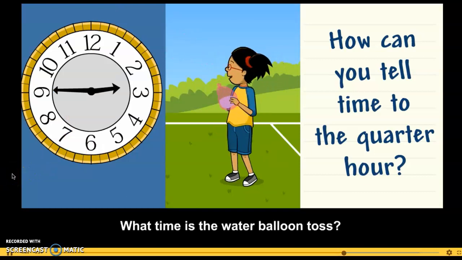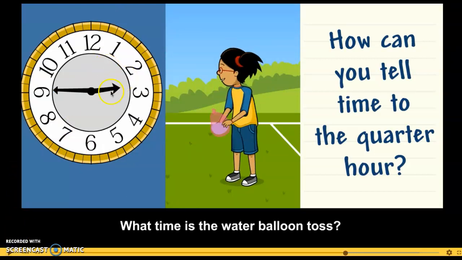What time is the water balloon toss? Okay, think about it as you're looking at it. So the hour hand is pretty close. It's in between, but kind of closer to the 3, but it's not 3 o'clock yet. So we know it's going to be kind of close to 3. But we have the quarters, so this is half here, so this is 30, and then plus 15, 45. So it's 2:45.